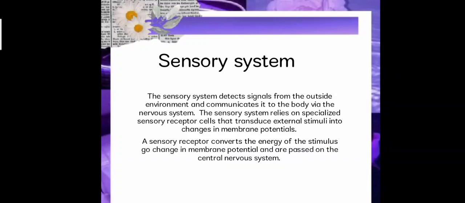Next is the sensory system. The sensory system detects signals from the outside environment and communicates them to the body via the nervous system. The sensory system relies on specialized sensory receptor cells that transduce external stimuli into changes in membrane potentials. A sensory receptor converts the energy of the stimulus into a change in membrane potential, which is passed on to the central nervous system.